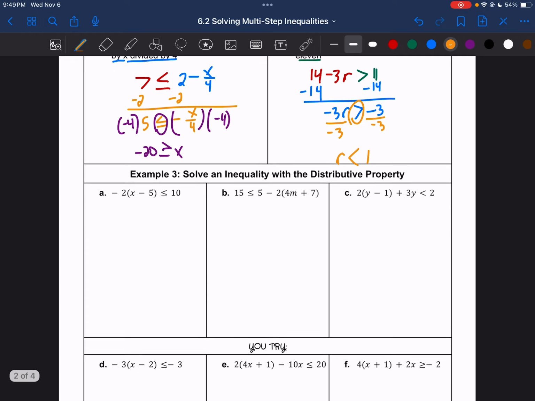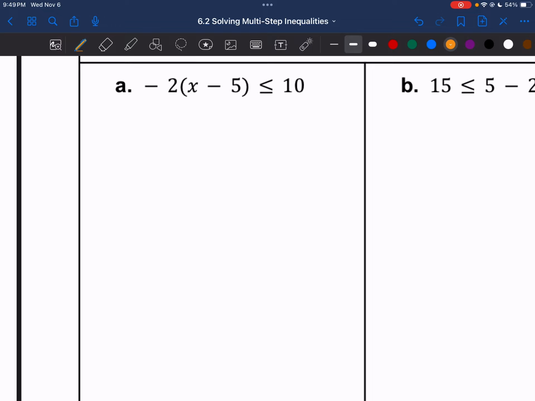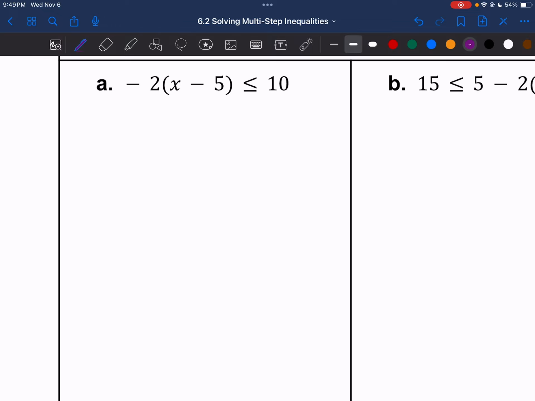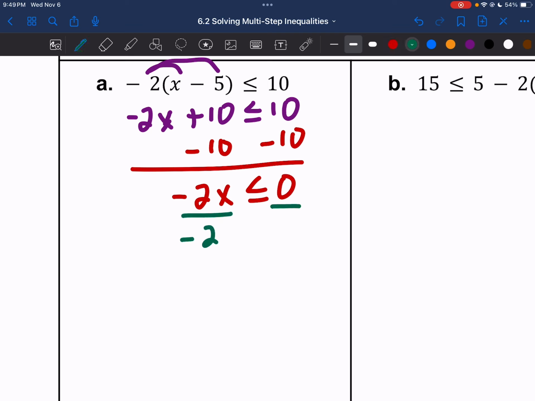So our next set of examples here are all about distributive property and inequalities. So my first step, I'm going to distribute negative 2 times x and negative 2 times negative 5. So we get negative 2x plus 10 is less than or equal to 10. And my next step is to subtract 10 from both sides. I get negative 2x is less than or equal to 0. And then we divide by negative 2, we get x is greater than or equal to 0.